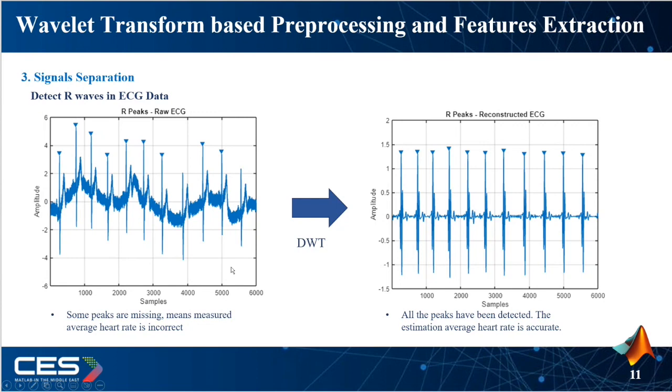So what I will do is decompose the signal and reconstruct only the R waves, using the wavelet transform. Before, some peaks are missing, meaning measured average rates will not be correct. But after applying the DWT and IDWT, the inverse of the DWT, I'm getting the R waves. So it's like I isolated the R waves from the rest of the signal.